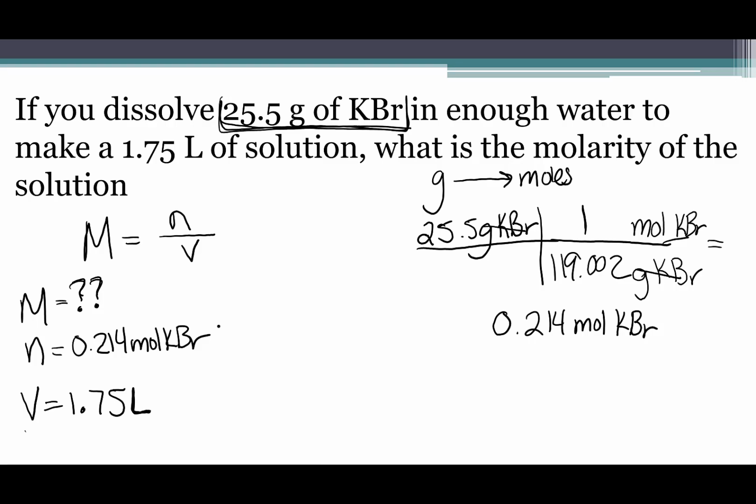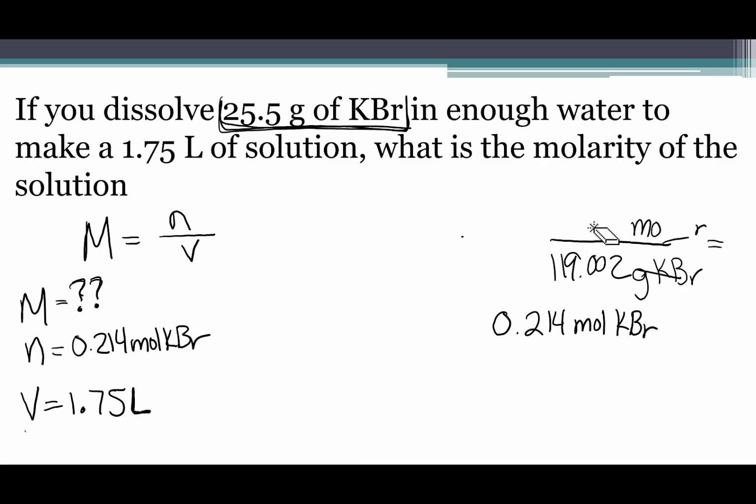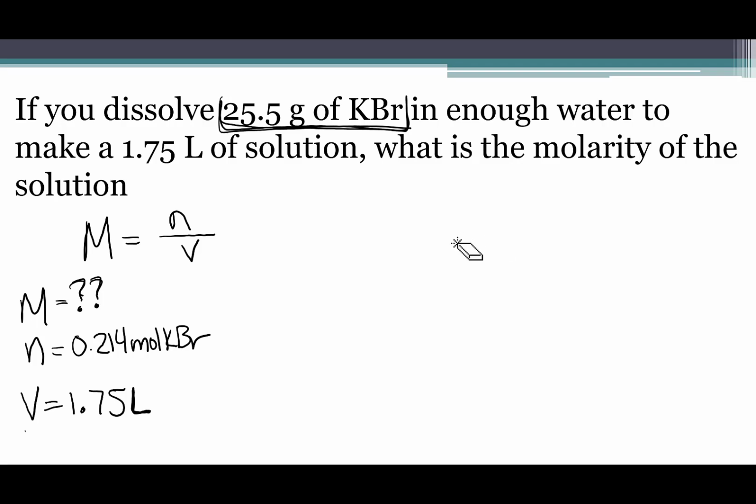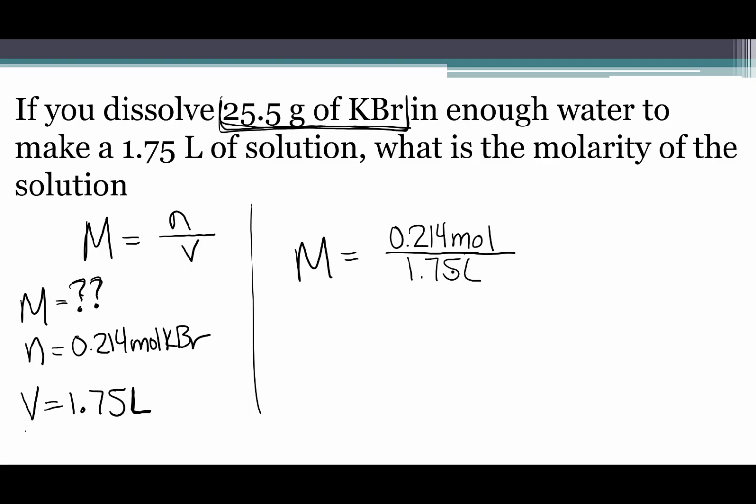So now we've got 2 of our variables in place, and one that we're trying to solve for. Now it's just a simple plug and chug to solve for molarity. So chug it out. Molarity equals, we're going to put the number of moles on top, 0.214 moles. We're going to put the liters on the bottom, 1.75 liters. And then we're going to get molarity equals 0.214 divided by 1.75.